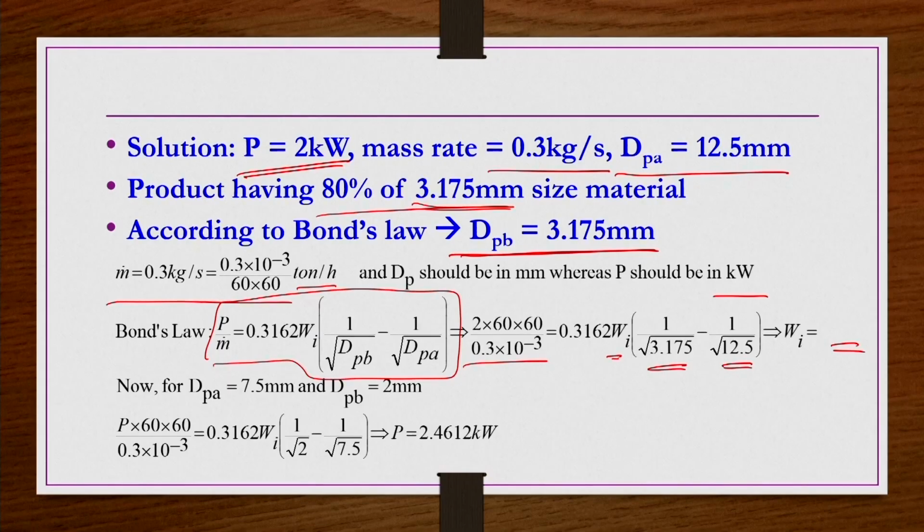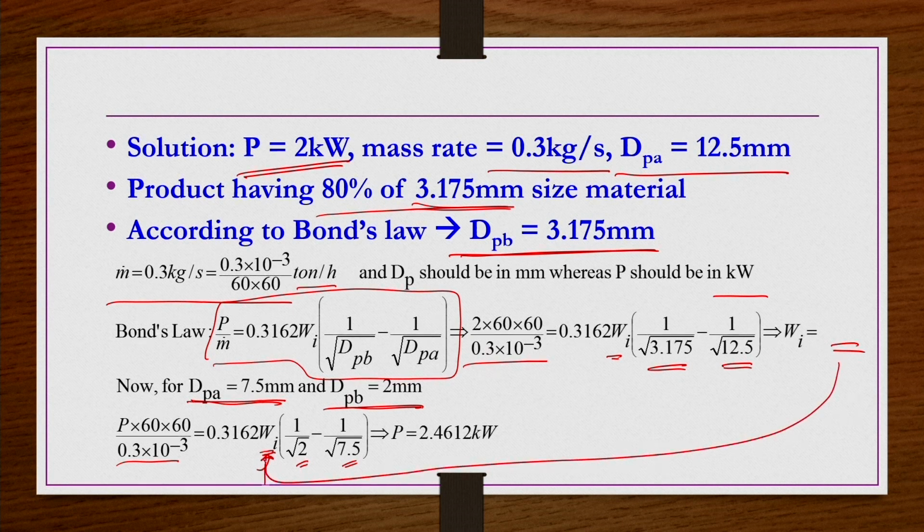Now, in the second case, if dPa becomes 7.5 mm and dPb becomes 2 mm, how much power is required, you need to find out. So, in the second case P by m dot is the same, equal to 0.3162 Wi. Wi we just calculated, so you can substitute it here, dPb is 2 mm, dPa is 7.5 mm. Everything in this equation is known except P. So, you get P as 2.4612 kilowatts.